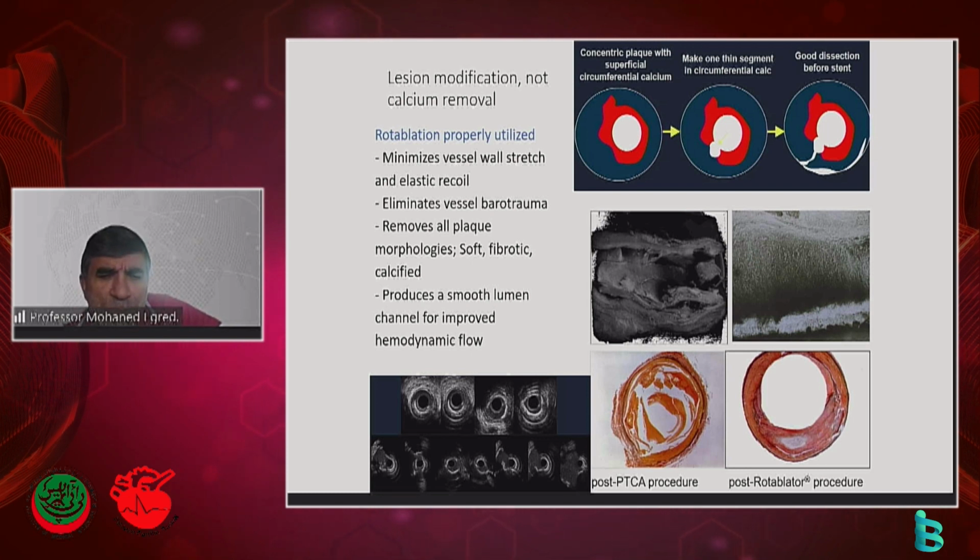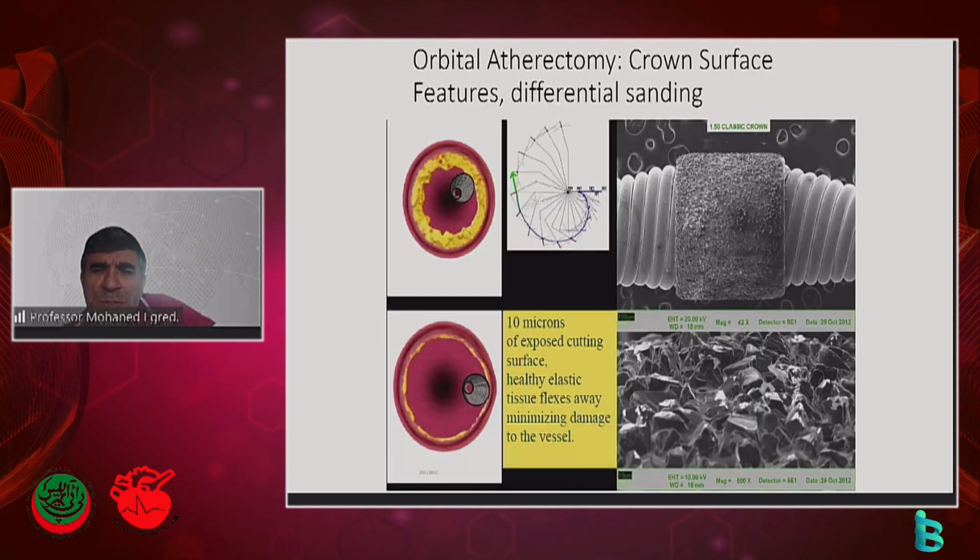Does that make a difference? Of course it does to a certain degree, but quite often this is what you get with rotablation, because it produces a smoother lumen, which improves hemodynamic flow. Now, the new one is the orbital atherectomy.